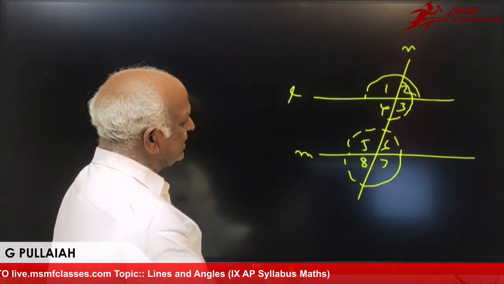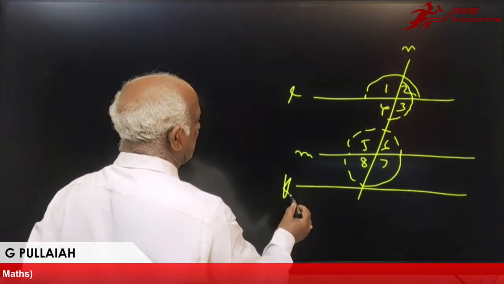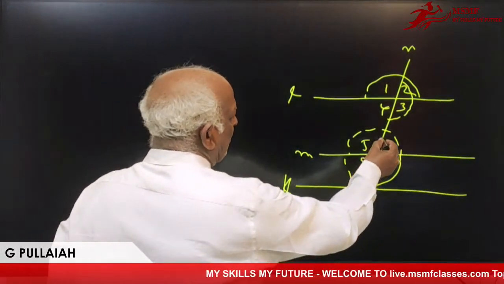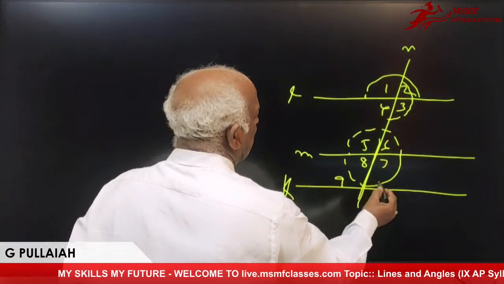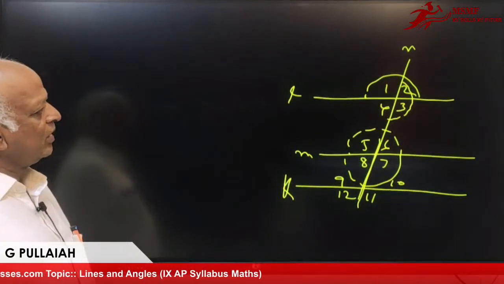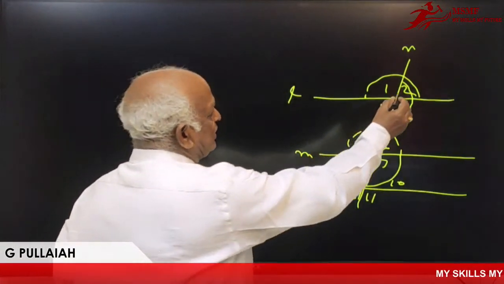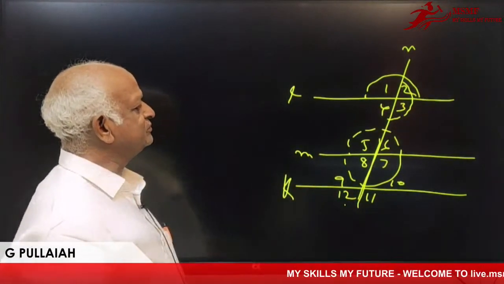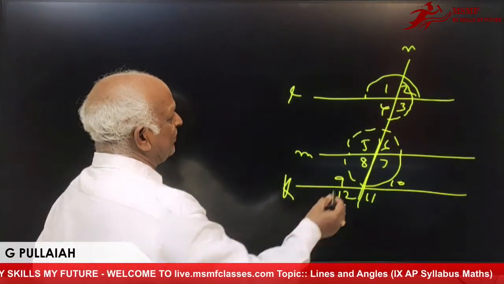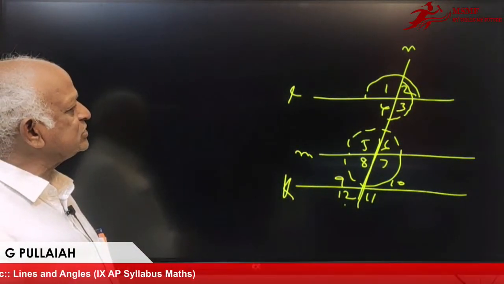In this case, let us think that there is one more line also here, please. Say K. So think very carefully. Now 9, 10, 11, 12. So here remember very carefully, angle 2 is equal to angle 12. Similarly, angle 1 is equal to angle 11.